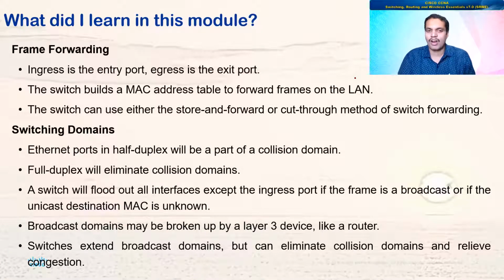Ethernet ports in half duplex will be part of a collision domain. In full duplex, there are no collision domains whatsoever. A switch will flood out on all the interfaces except the ingress port if it is a broadcast. These broadcast domains include each and every interconnected layer 1 and layer 2 device. The broadcast domains may only be broken by a layer 3 device like a router. Switches extend the broadcast domain but can eliminate collision domains and relieve congestion.